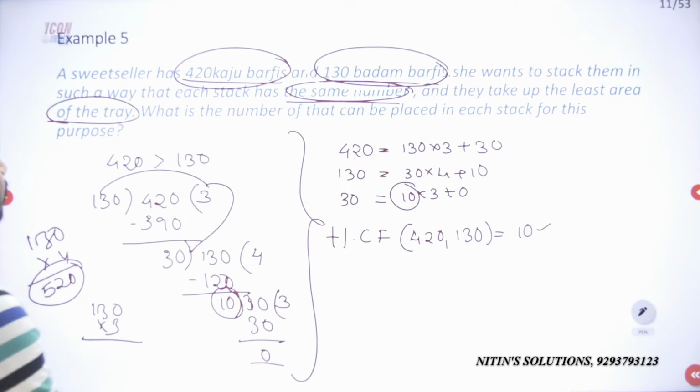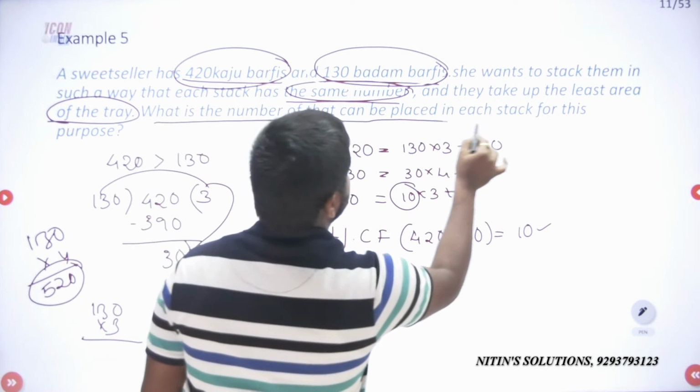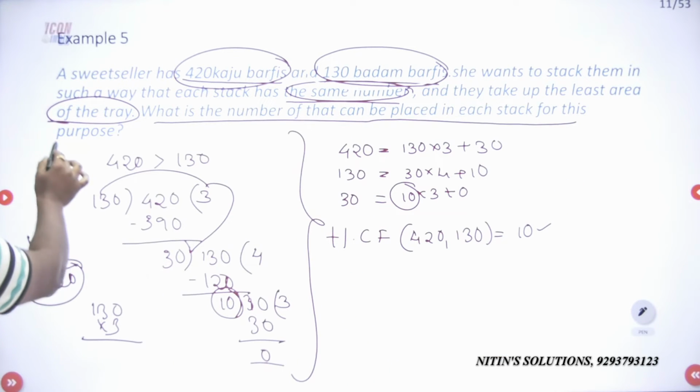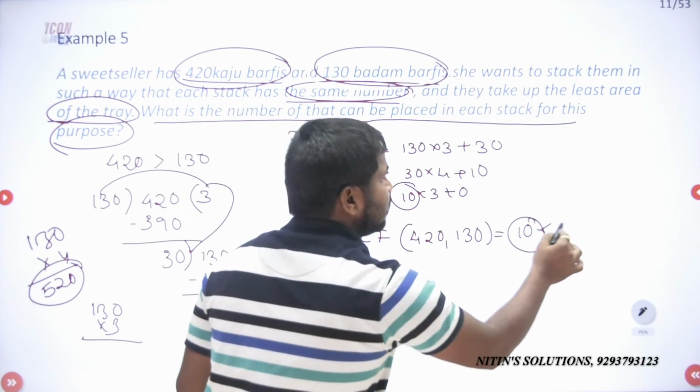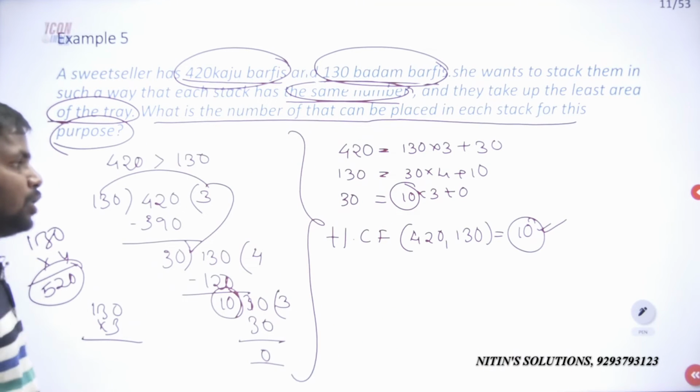Now, what are they asking? They are asking what is the number that can be placed in each stack for this purpose. So, how many pieces will they place in each box? They will place 10 sweets in each box. Clear? 10 sweets in each box.